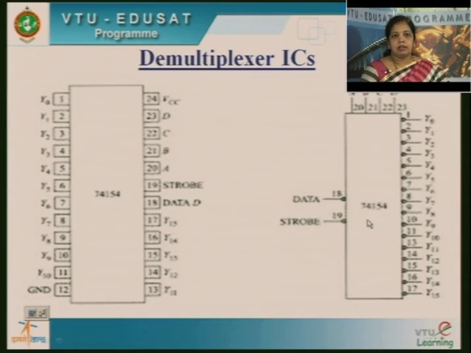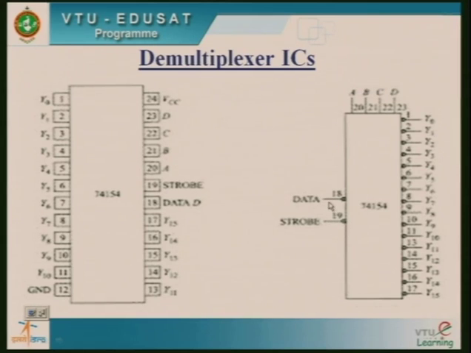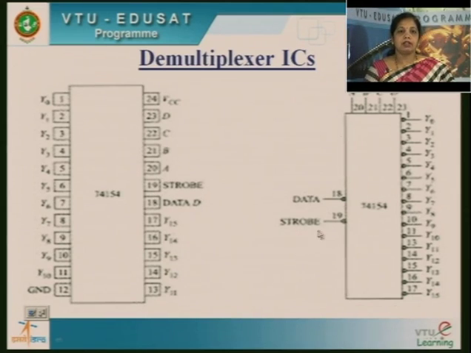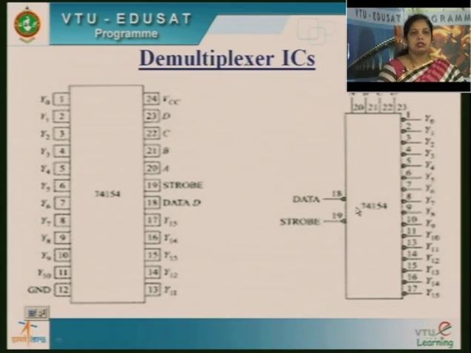This is an active low input. My outputs are also active low. This bubble at the output side and input side represents active low signals. So it is the reverse of the positive logic. This IC operates only when the strobe signal is 0 and my data input is 0. So my outputs will be active low outputs. So this is how the IC 74154 operates.